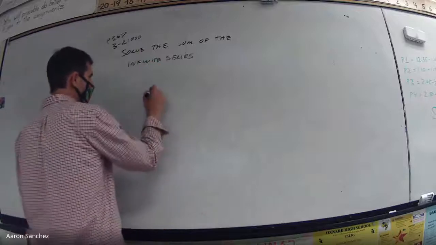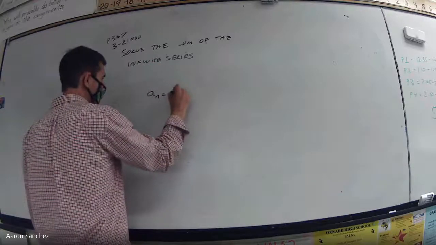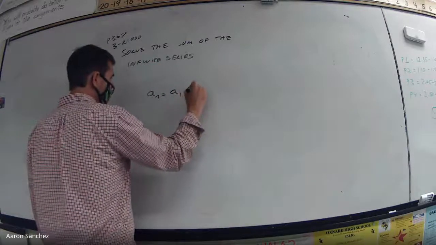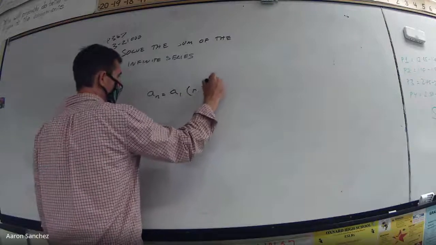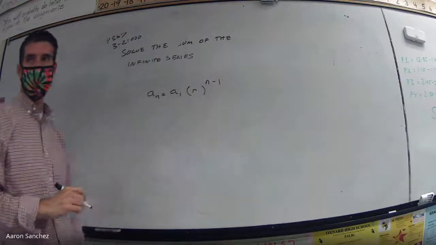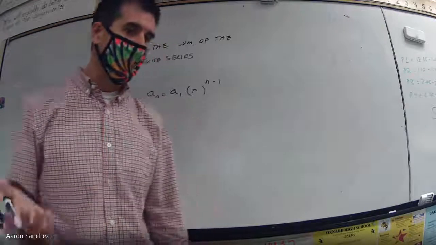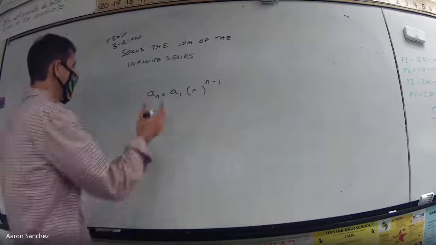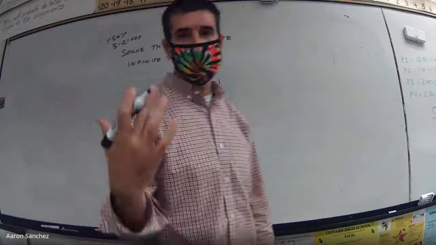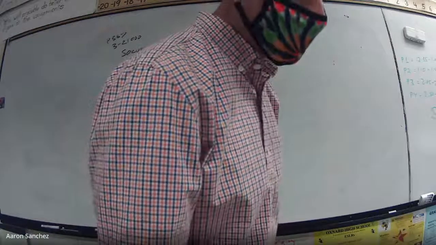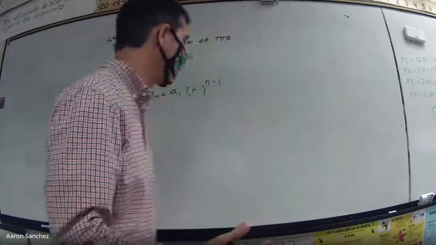Remember, we had a geometric series. a sub n is the first term times the common ratio raised to the n minus 1 power, right? We talked about that. And this was the sequence, but we can find the series when we add them up, okay? When we add them up.